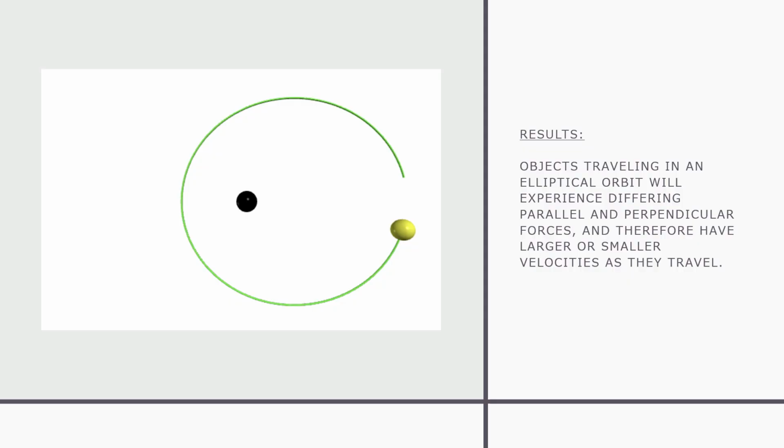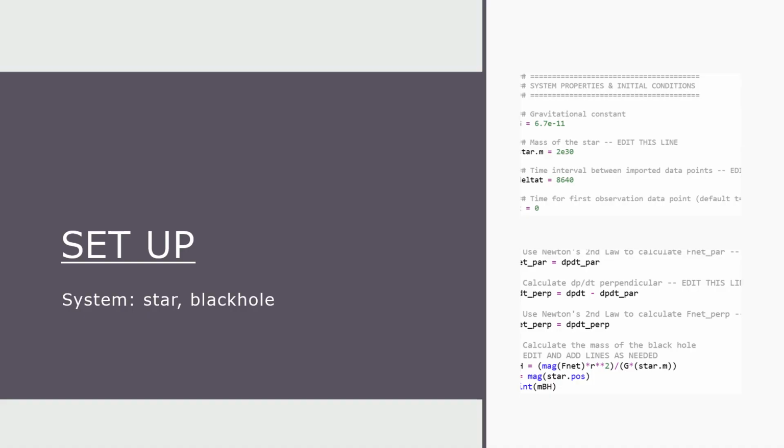The results of this experiment were that objects traveling in an elliptical orbit will experience different parallel and perpendicular forces based on their location and have larger or smaller velocities as they travel. As this object gets closer to the black hole, it speeds up, and as it gets further away, it slows down because its potential energy is increasing, so its kinetic energy therefore decreases.